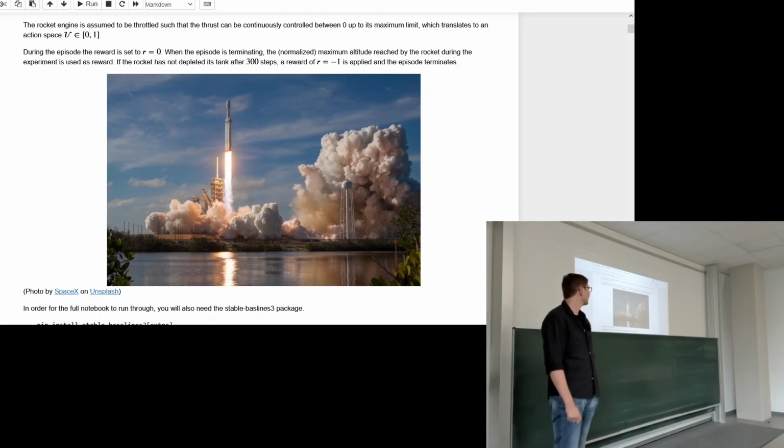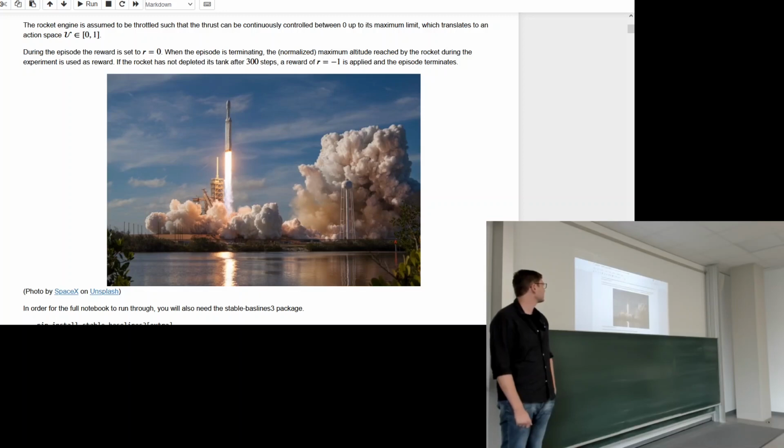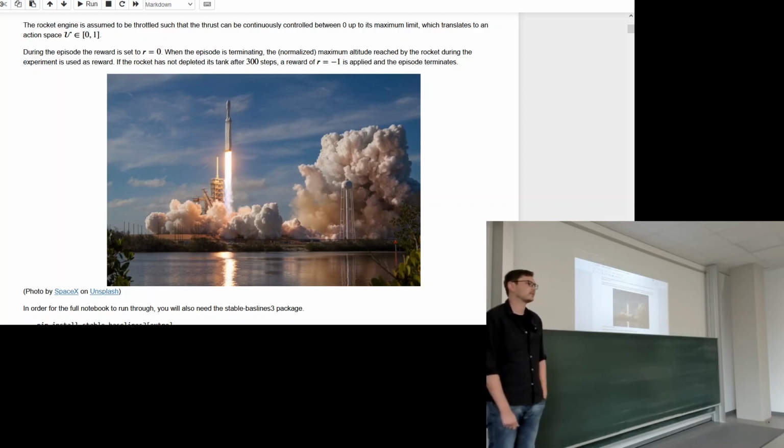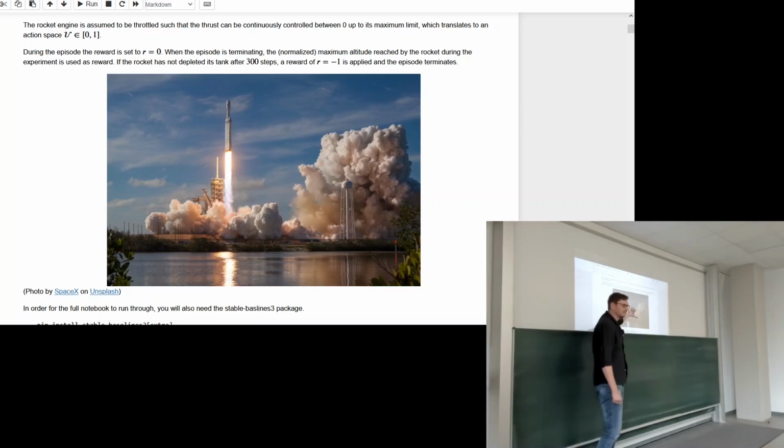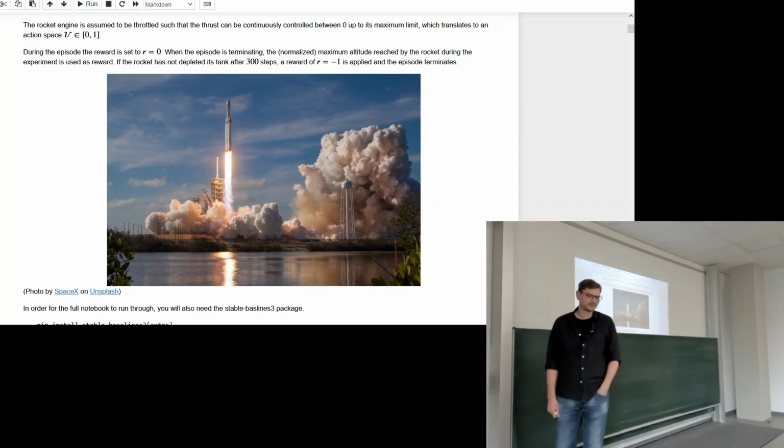And now let's look at exercise number 12, which is concerned with the so-called Goddard rocket environment or experiment. So what is the actual problem that we will look at today? It's a rocket like this, but much simplified, so to say.